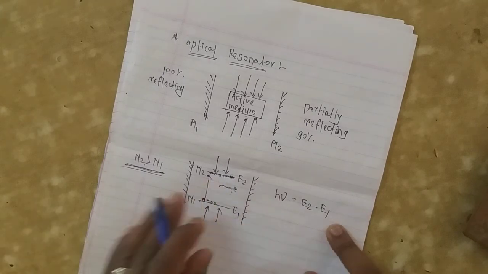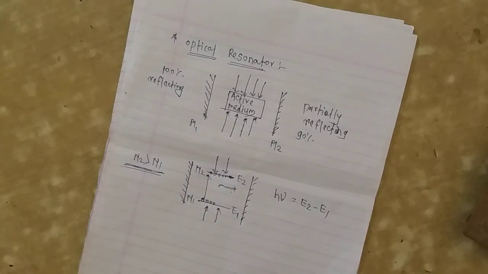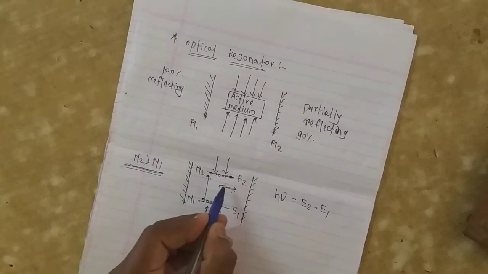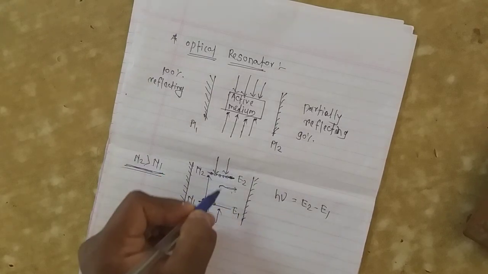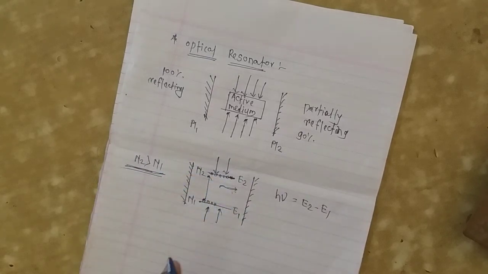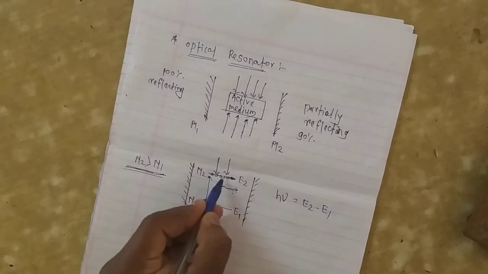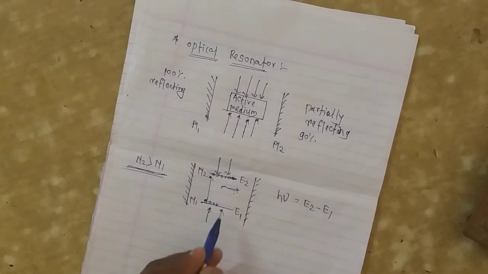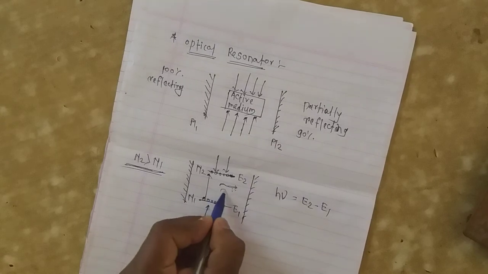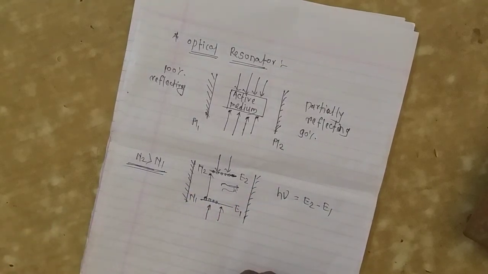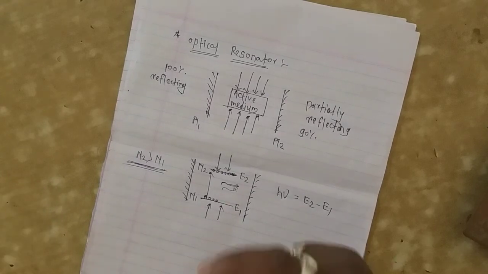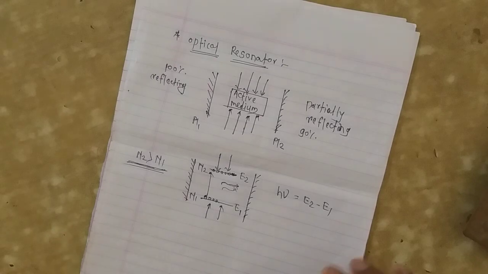That photon triggers or forces the remaining excited atom. The atom jumps from the excited state and comes back to the lower state, then one photon will be released, and that will release energy. This process, which we discussed in the previous video, is stimulated emission. That means this is the chain for the stimulated emission.